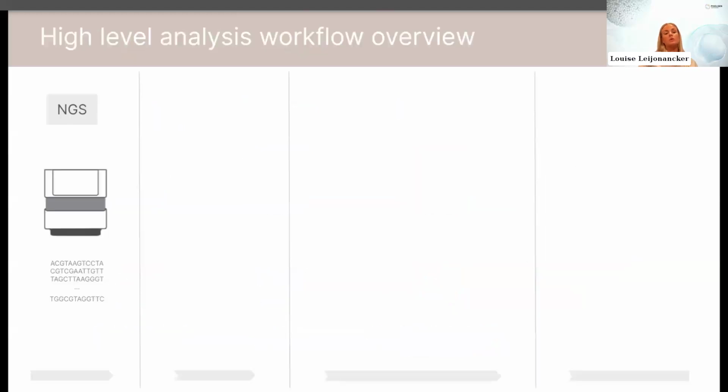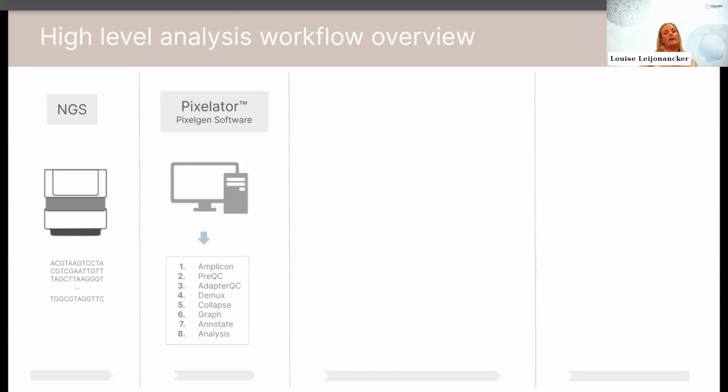So sequencing with NGS on, for example, Illumina, and then you input your FASTQ files into Pixelator. That is the software that we have developed here at PixelGen, and it has 8 different stages. Stages for QC, filtering, but also for annotation and analysis.